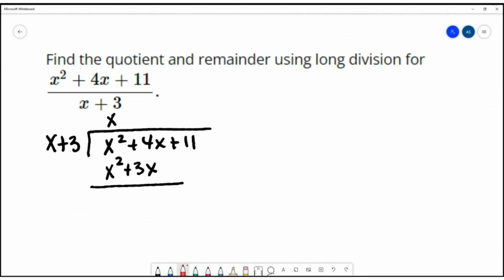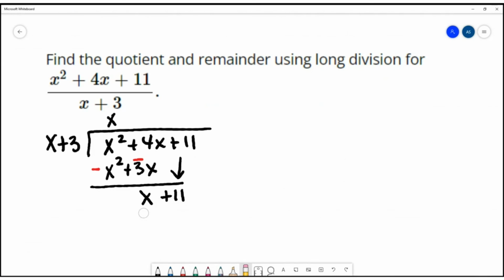And now in the process we need to subtract, so we're going to change signs. X squared minus x squared is 0. 4x minus 3x is x. We'll bring down the next term. Now focus on the first terms again. We're repeating the process over again. We have x and x.